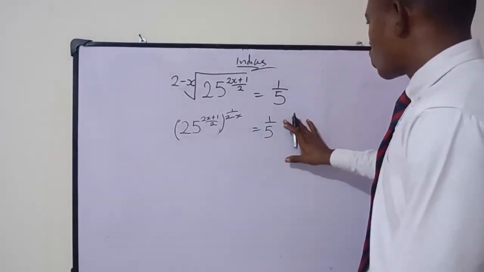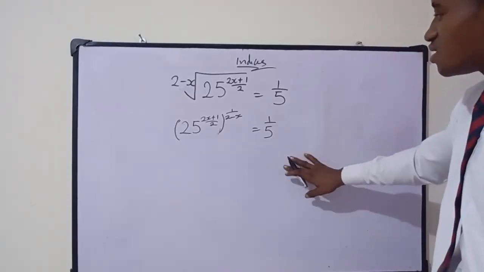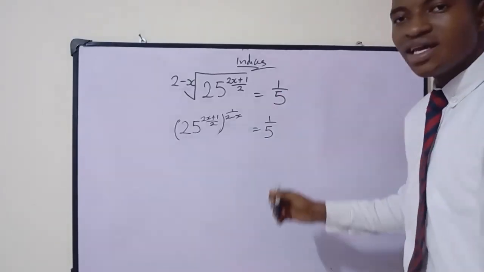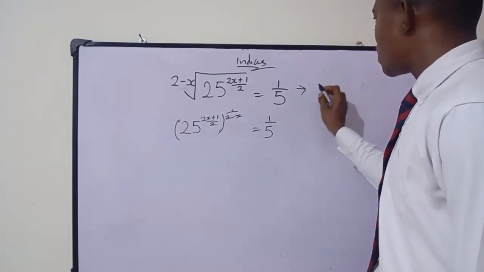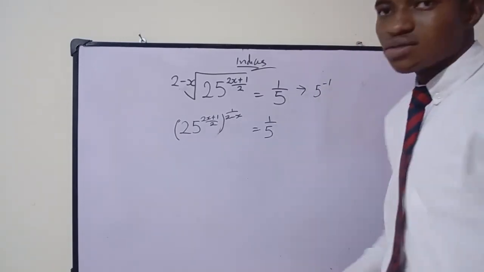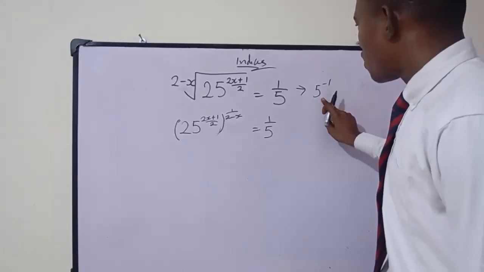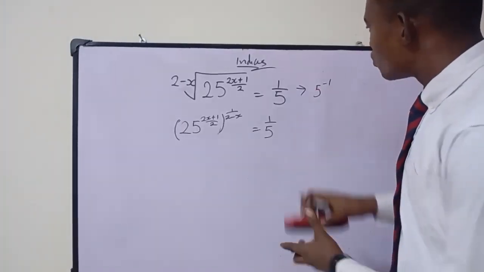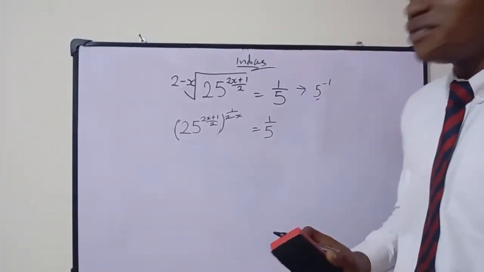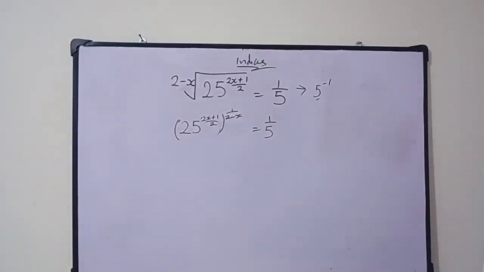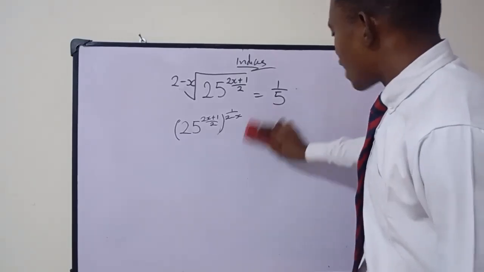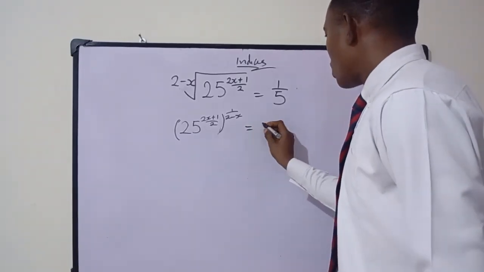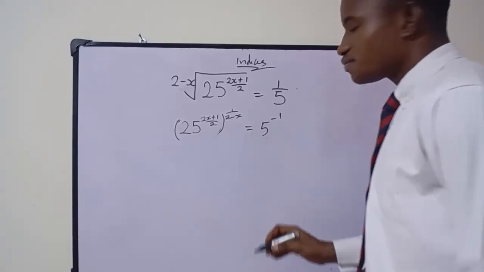Having this equal to 1 over 5, I want you to understand that in indices, you can rewrite this 1 over 5 in index form. 1 over 5 is the same thing as 5 to the power of minus 1. We just want to make the 5 become the original base. Are you with me? So instead of writing 1 over 5 here, you can just write it as 5 to the power of minus 1.